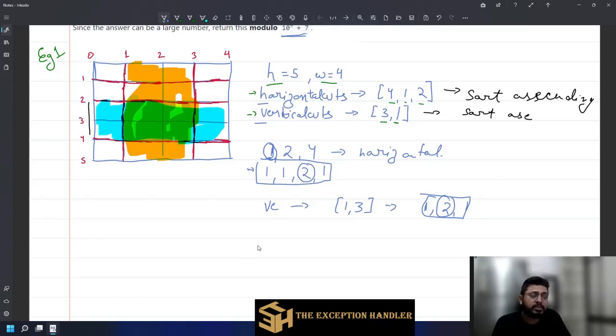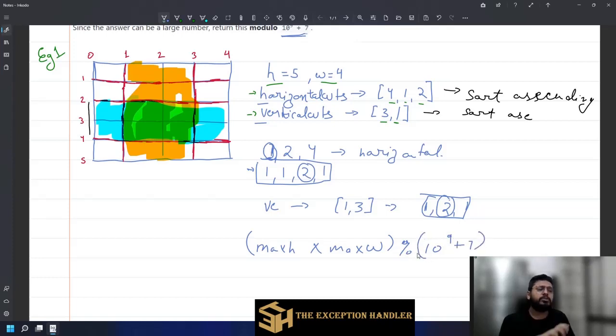So my answer would be max of height into max of width modulo 10 to the power 9 plus 7. So this would be my answer. So this is the approach that you would take.